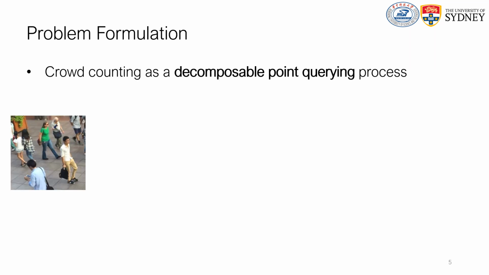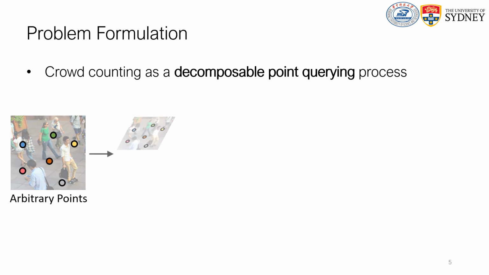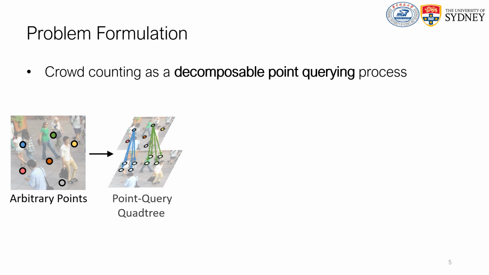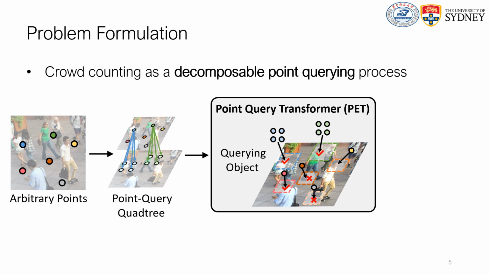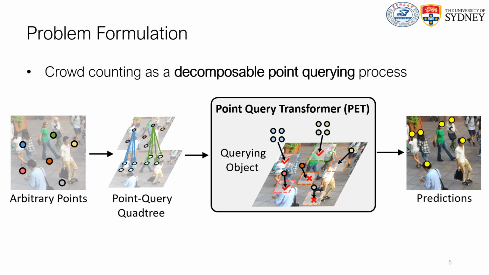In contrast to previous methods, we formulate crowd counting as a decomposable point querying process. Given an image, we set some sparse points as queries. Sparse points are decomposed to new dense points when necessary, forming the point query quadtree. Then, counting can be achieved by querying those input points. Such a querying process yields an intuitive, universal modeling of crowd as both the input and output are interpretable and steerable.